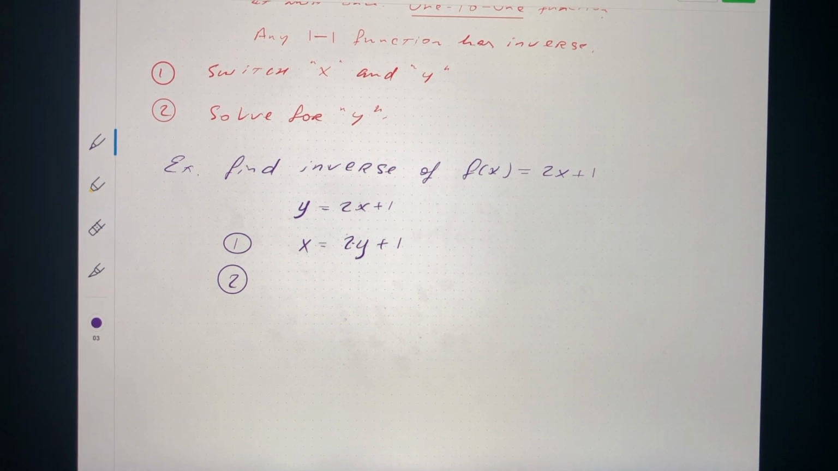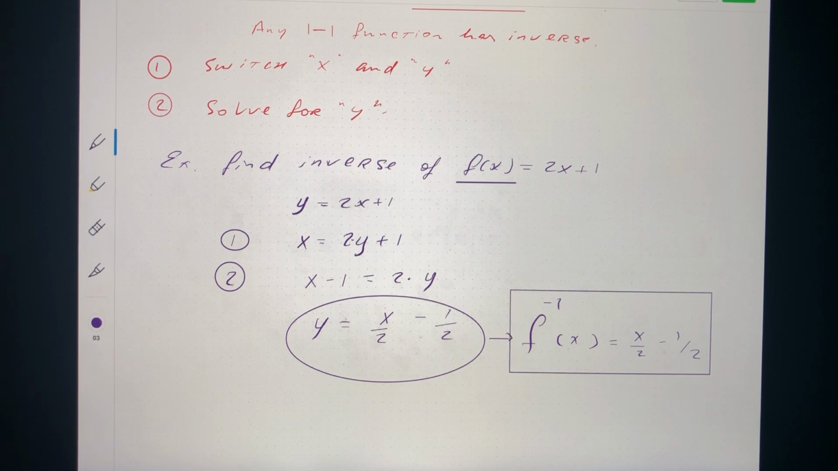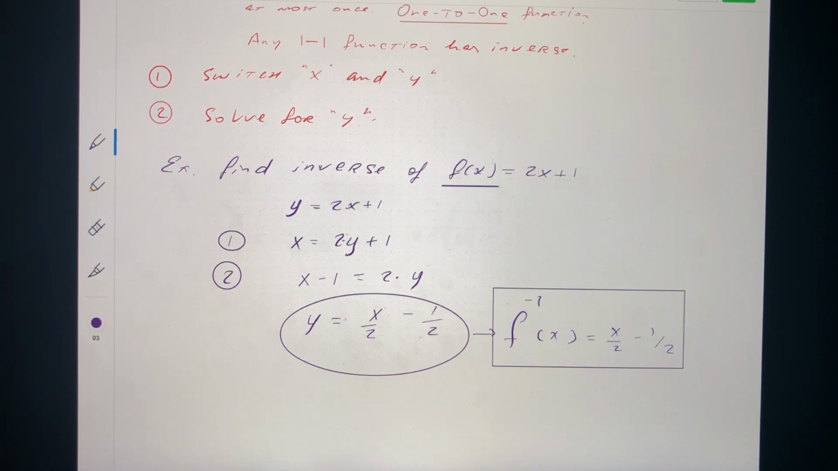So to do this, we undo plus 1 by subtracting 1 from both sides, and then to undo multiplication, we divide everything through by 2, so we have x minus 1, and we divide each by 2, and that will be the answer to our inverse function. Now the inverse is abbreviated with the same name as the original, but we also add the -1. So it's f to the power -1 of x is x over 2 minus half. And that's the final answer to how to find the inverse. Switch x and y and solve again for the y.